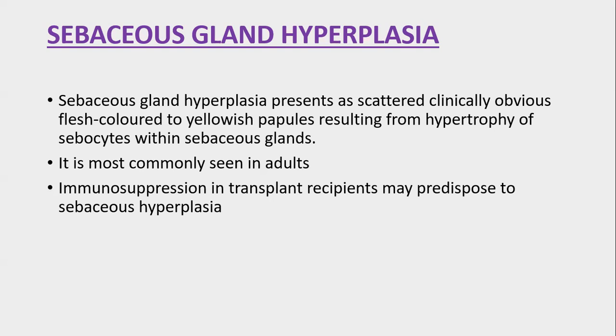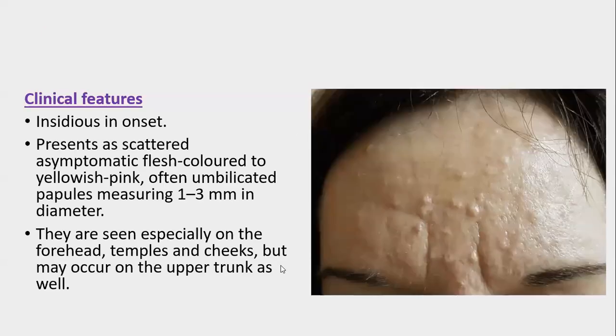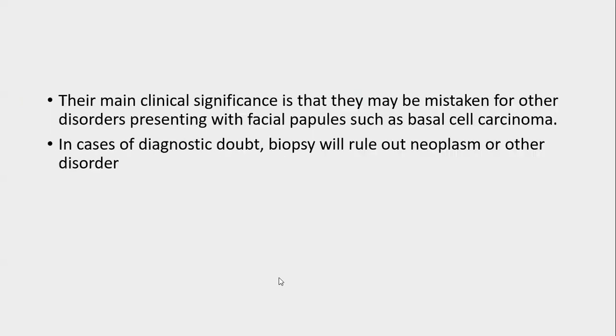Immunosuppression in transplant recipients may predispose to sebaceous hyperplasia. It is of insidious onset. Patients present with scattered, asymptomatic, flesh-colored to yellow-pink umbilicated papules, measuring 1 to 3 millimeters in diameter. They are seen especially on the forehead, temple, and cheek, but may occur on the upper trunk.